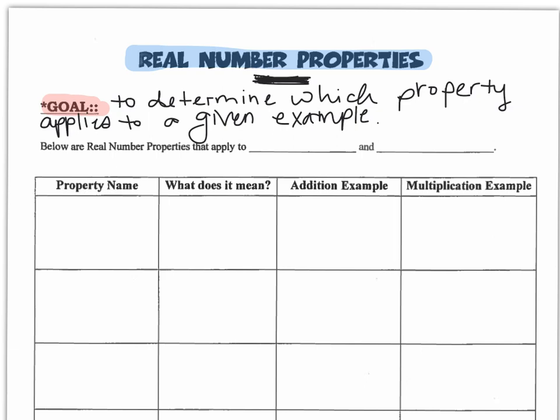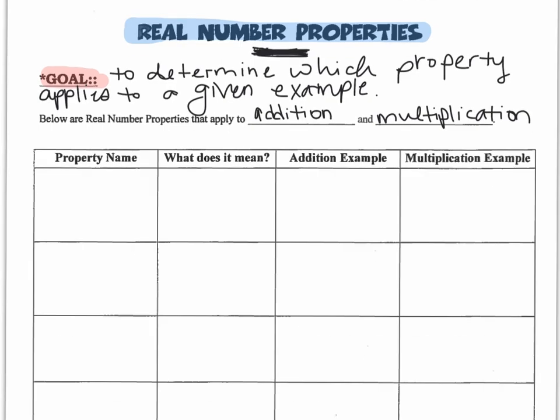So below we have 4 different properties we're going to be talking about. And it says below are the real number properties that apply to addition and multiplication. Okay. So these 4 properties each have an addition example and a multiplication example. So I want you to take a second and highlight the border of this whole box, so your brain knows that when you're looking at this as a reference to study, it stands out. Okay?